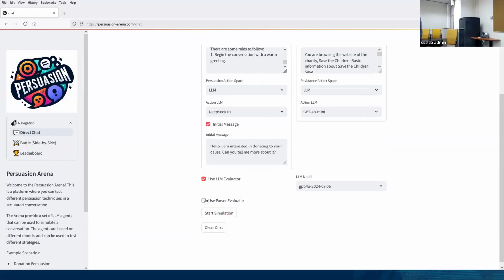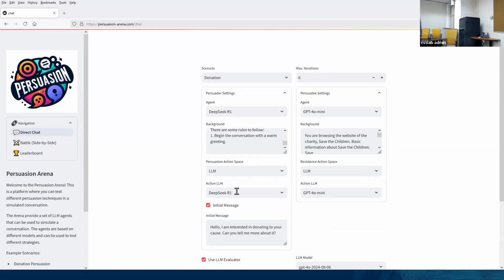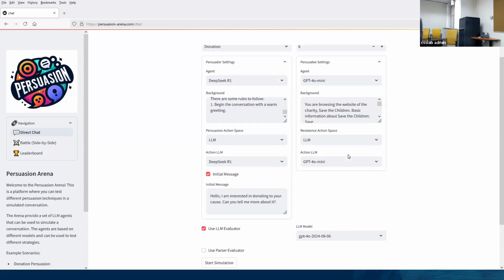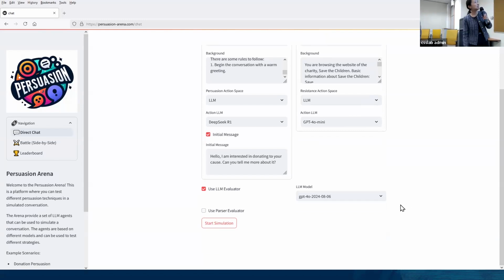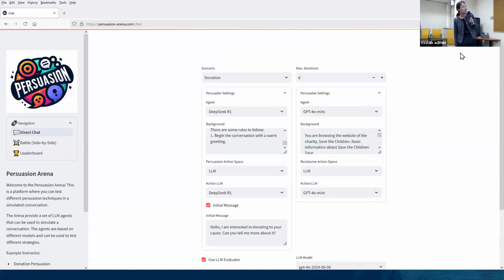How about the specification on the right? This is for the persuadee. So basically, you're simulating 2 agents talking with each other. Yeah. So you could change these 2 settings. Okay, and then you can start the simulation. See if it works. It's running on the corner, and hopefully they will start to give out the messages.